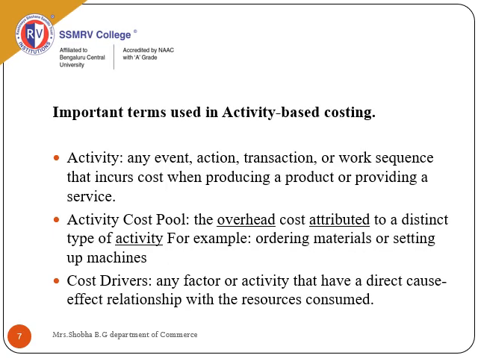Before going to the definition, let us understand some of the important terms used under ABC. The first term is activity. Activity means any event, action, transaction or work sequence that incurs cost when producing a product or providing a service. It means when we are producing a product or rendering a service, we are involved with different kinds of actions or events. So each event or action is called an activity.